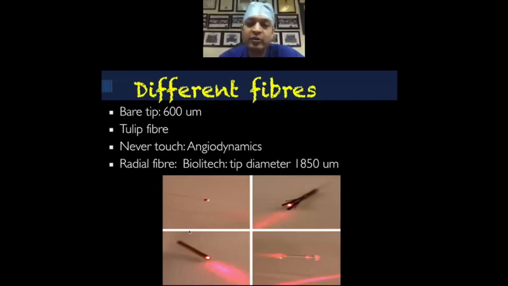Then newer fibers were developed, like the tulip fiber and the never-touch fiber. But I don't want to go into too much detail, both of these fibers could never pick up in the literature. So I will not talk much more about that. Then a radial fiber came in a few years back. It was developed by 2 companies, Biolitec was one of them. The tip diameter of the radial fiber is 1850 micrometer. It passes easily through the 6 French sheath, and it basically radiates all around.